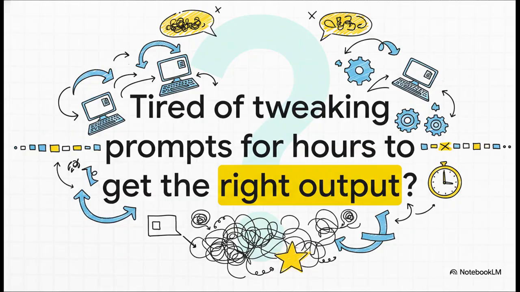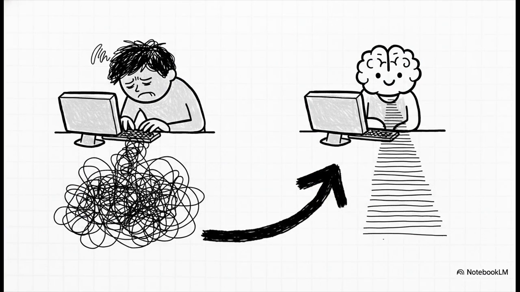Have you ever been there? Tweaking a prompt, changing just one word, adding a sentence, and just hitting regenerate again and again and again? It's so frustrating, right? It's a total time sink, and even after all that work, your results can be completely unpredictable. Okay, but what if we could just flip that whole process on its head?